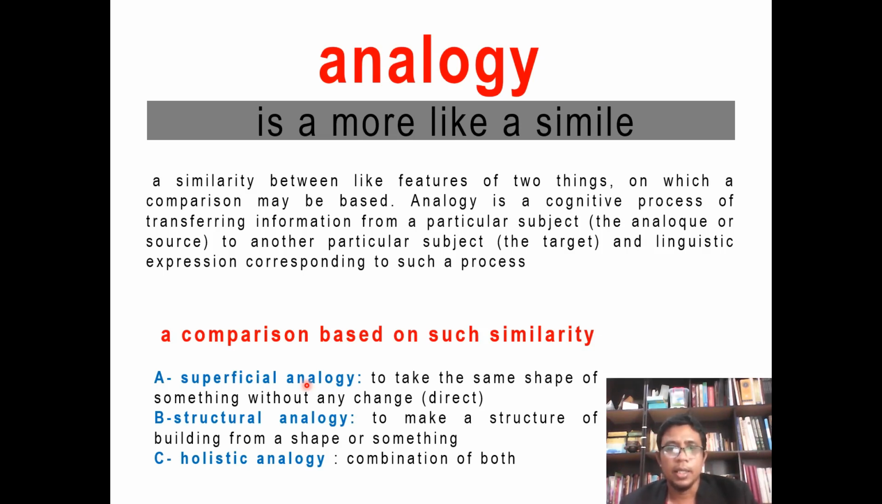Number one, superficial analogy. Superficial analogy is to take the same shape of something without any change. But be careful, this one may become a replica. Number two is structural analogy, which is to make a structure of a building or anything from the shape of something, something that we establish. Then number three is holistic analogy, a combination of both.